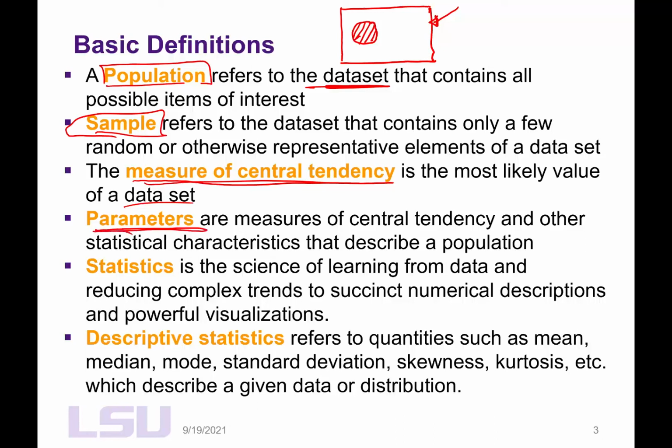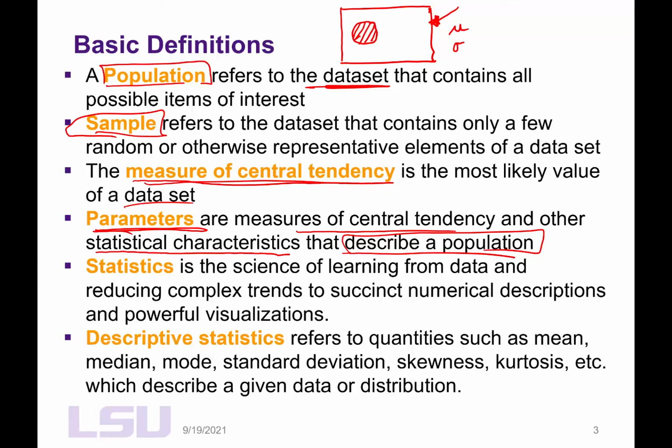We also have parameters, which are measures of central tendency and other statistical characteristics that describe a population. So to describe a population, we are not limited to just the mean. We have other parameters we could use, like variance, like standard deviation, like median, and so on. So we'll be talking about different parameters we can use to describe the population. And we're talking about descriptive statistics.